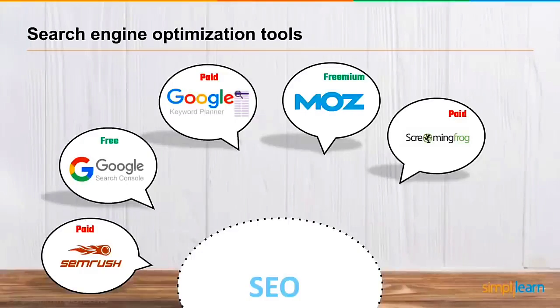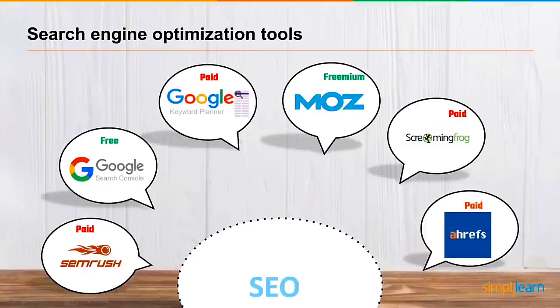Got a great tool in Screaming Frog. That's a paid version. Again, not too expensive. We'll talk a little bit more about that. And then we have a tool in Ahrefs that helps us with all aspects of SEO, primarily focusing on off-page. So these are just some examples that we're going to hone in on, but this is just a small subset of what really is available out there in the market.